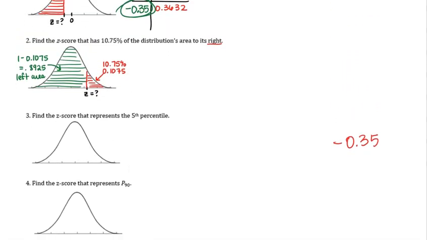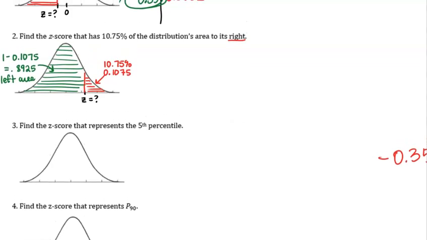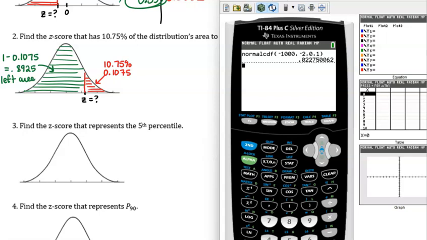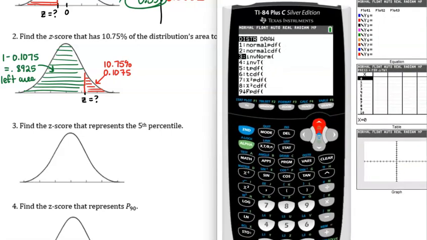Now we know that we can use the normal CDF function in the calculator to give us the area, but there's a different function in the calculator that we can use to give us the z-score. So I've already hit second, and I'm still going to hit vars to get to distribution. But this time I want to go down to number 3. I want to go to inv norm because I'm really inverting the normal distribution. We're doing these problems backwards.